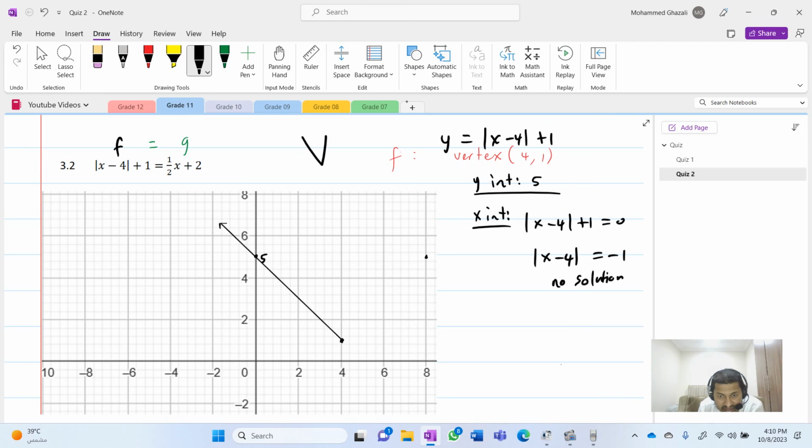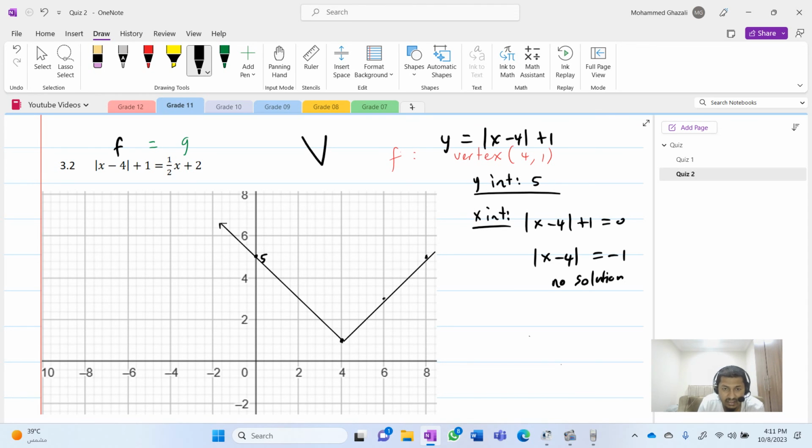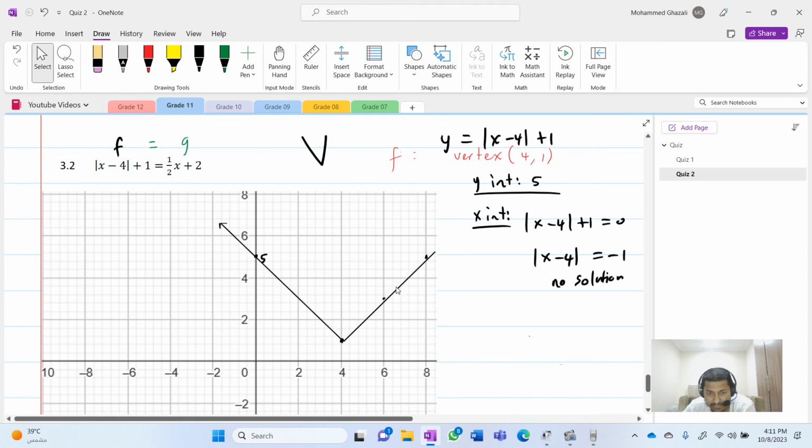So you just write here, I just substituted any point. You can substitute 6 if you like. If you substitute 6, you will get 6 minus 4 plus 1, which is 3. So 6 and 3 is somewhere around here. Right, so now we just join this graph. Let's take it up. Yes, and now we have the absolute value function graph drawn.